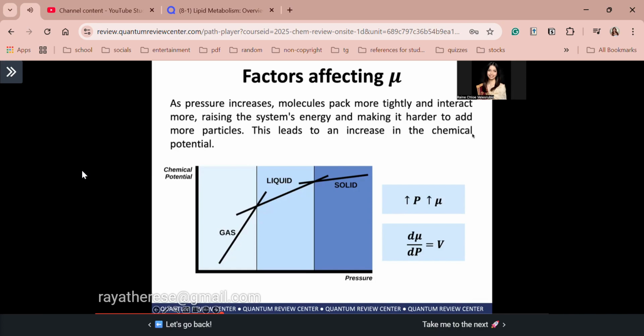So, diyan guys, nag-increase ang ating chemical potential. Because we increase the amount of energy we need in order to drive change. Again, we need more energy. We need more amount of energy in order to drive the change in the system. Okay?